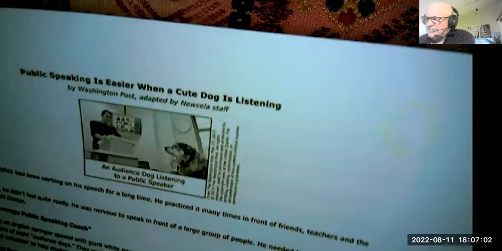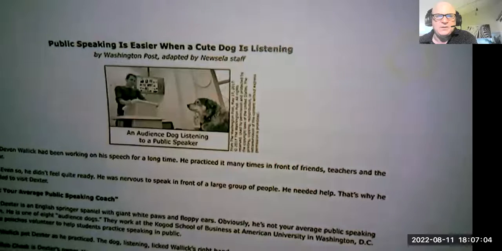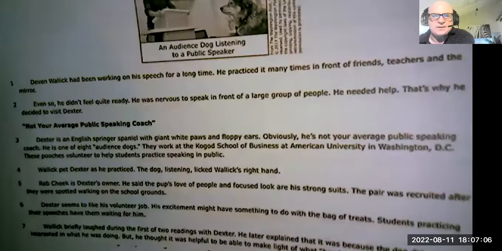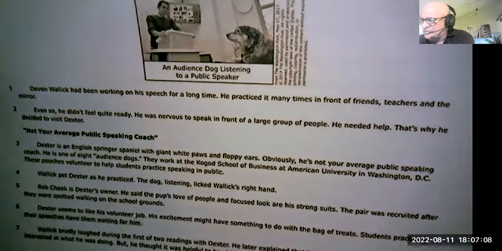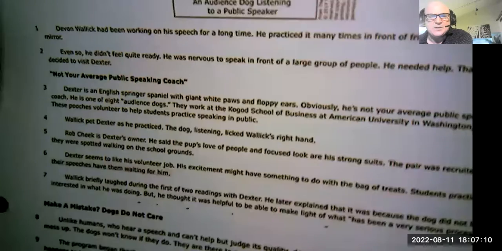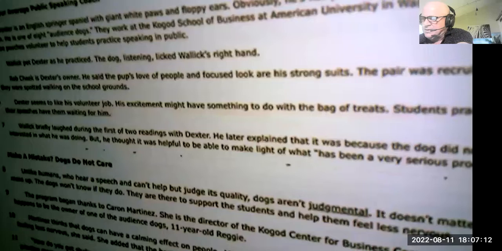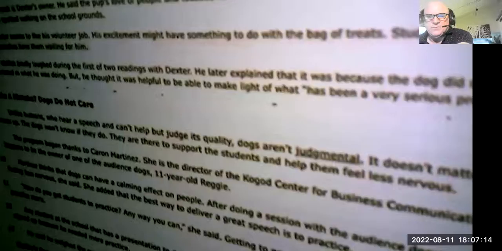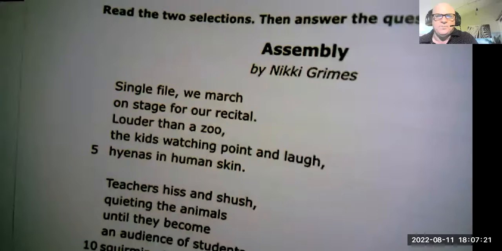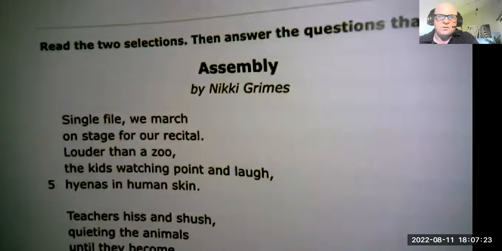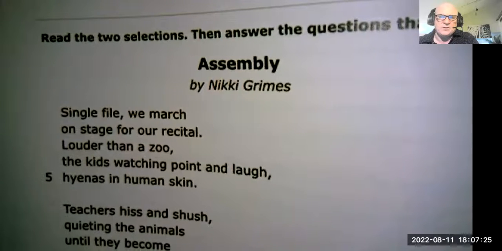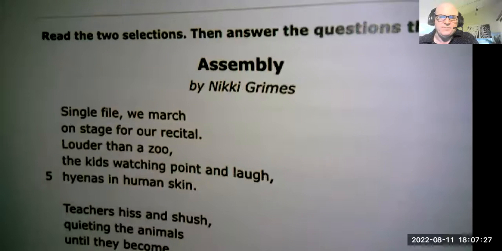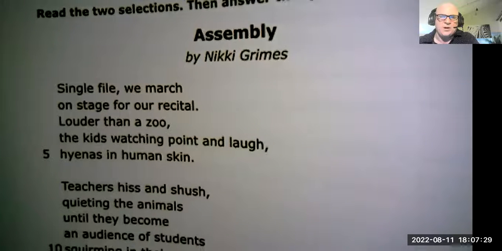There it is right there. Public Speaking Is Easier When a Cute Dog Is Listening. And so it's told in a story format, and it even has the breakdown of little mini titles of the beginning, the middle, and end. And so it's being compared to a poem. So the poem that comes before it is called "Assembly, Single File We March."